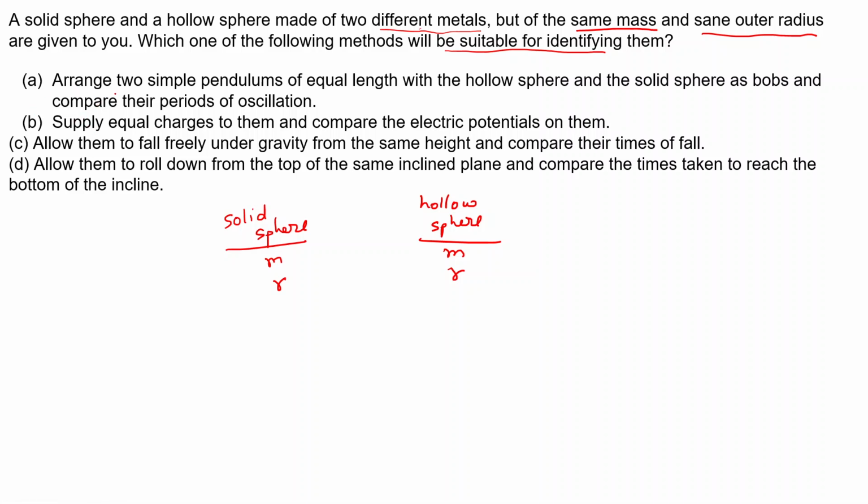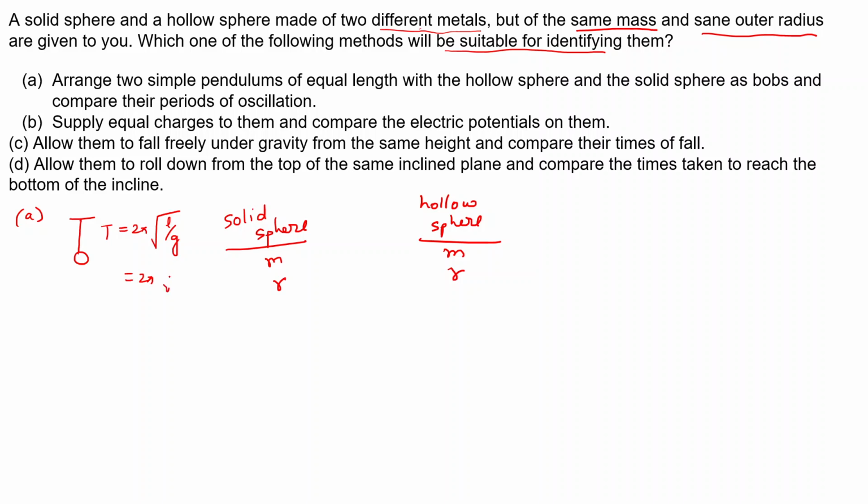So the first option is to arrange two simple pendulums of equal length with the hollow sphere and the solid sphere as bobs and compare their period of oscillation. So will this simple pendulum method work or not? So for A, we know that for a pendulum, the time period of oscillation is 2 pi under root L by g, or root of k by m.